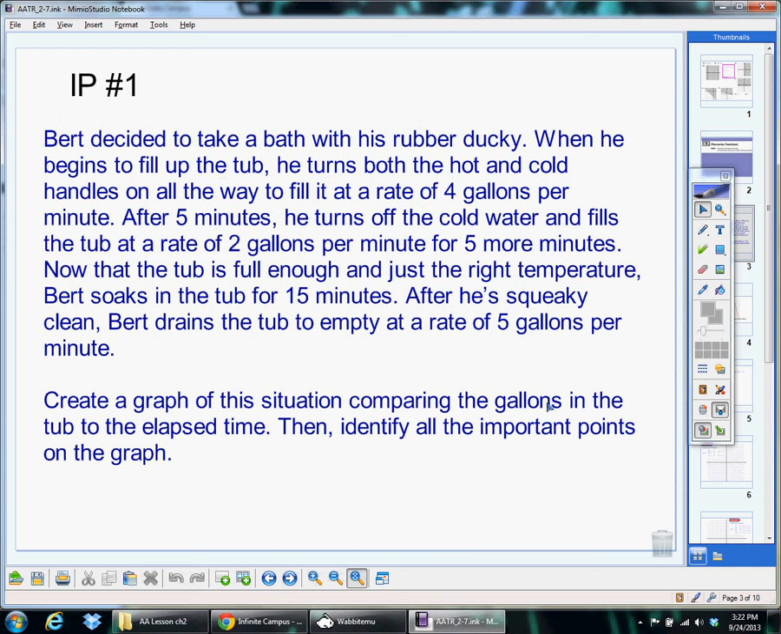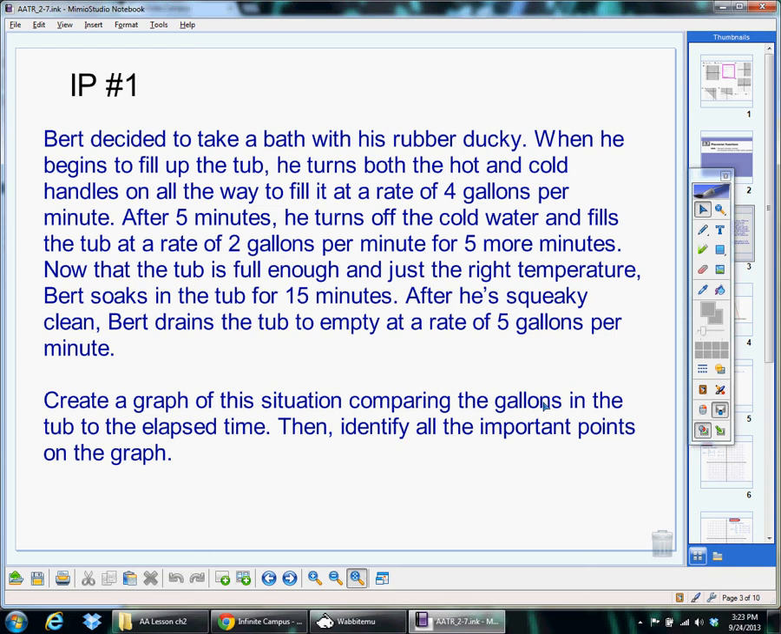Here's an intro problem about Bert. Bert decided to take a bath with his rubber ducky. When he begins to fill the tub, he turns both the hot and cold handles on all the way and fills it at a rate of 4 gallons per minute. After 5 minutes, he turns off the cold water and fills the tub at a rate of 2 gallons per minute for 5 more minutes.